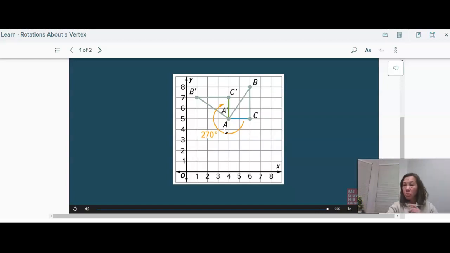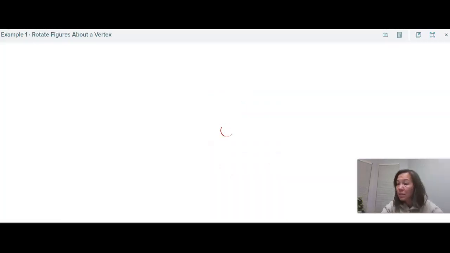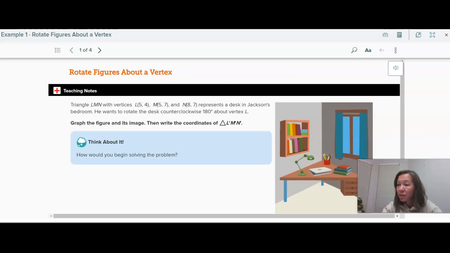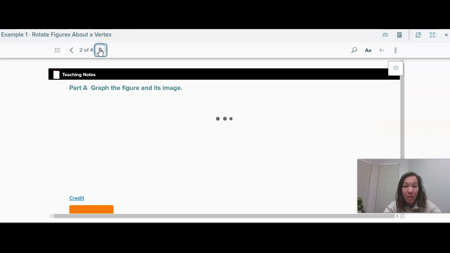Okay, so I think you can already see that this is going to be slightly more complicated. So we'll look at several examples together. And this, by the way, is on page 456 in your book. So you can go to page 456 and follow along and fill this in. But if we want to rotate a triangle, so here are the vertices of the triangle, and we're going to rotate it counterclockwise 180 degrees about vertex L.